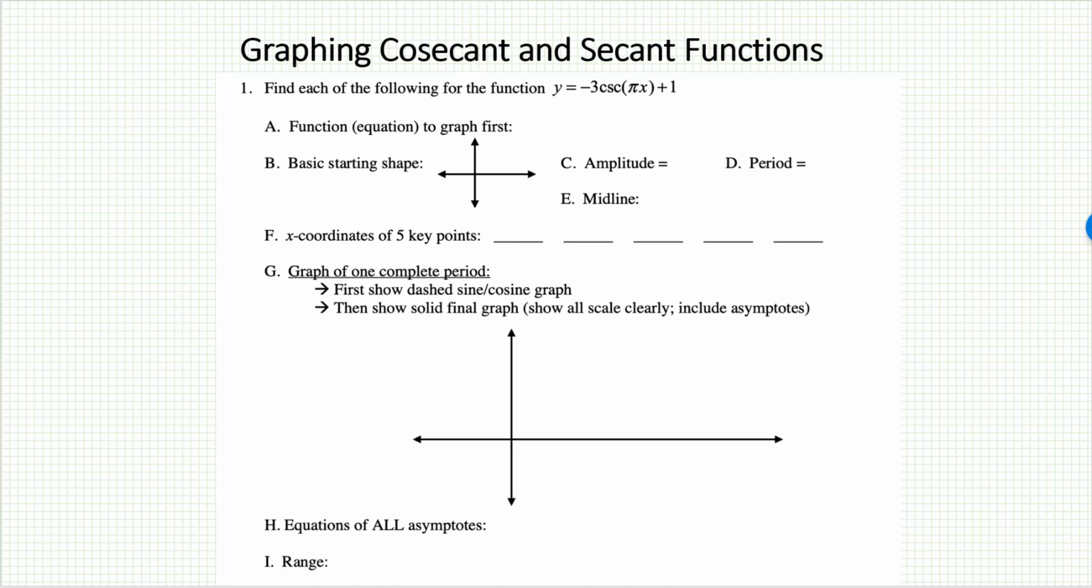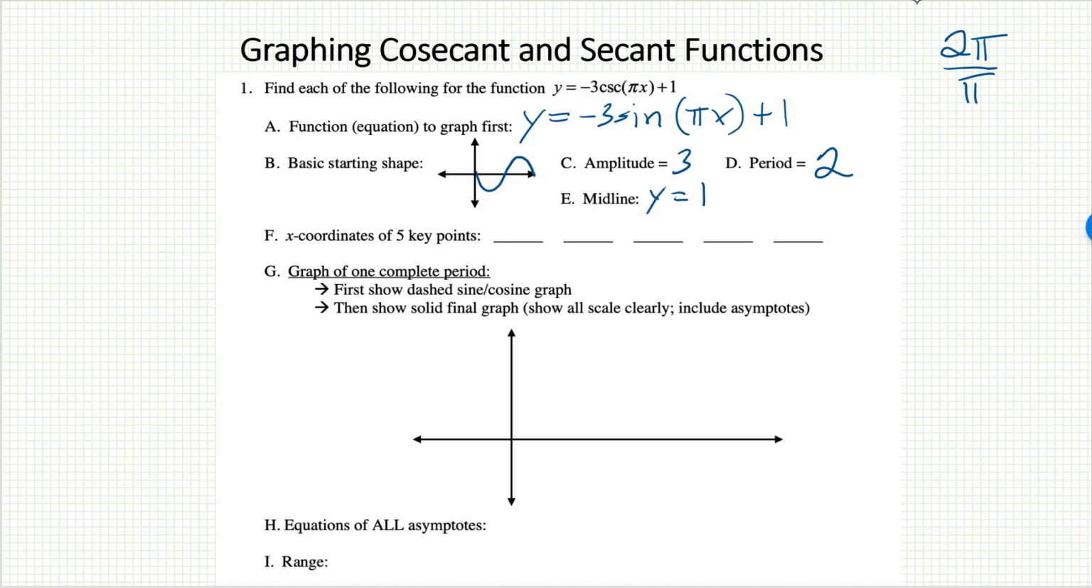We're not going to graph that cosecant function at first. We are going to graph the corresponding reciprocal function, which of course would just be y equals -3 sine of pi x plus 1. Let's concentrate on that. Basic starting shape, this is reflected sine, the valley and the hill. Amplitude is clearly 3. Period would be 2 pi divided by the b number, the pi, which of course is going to reduce to 2. The midline is at y equals 1, the d number.